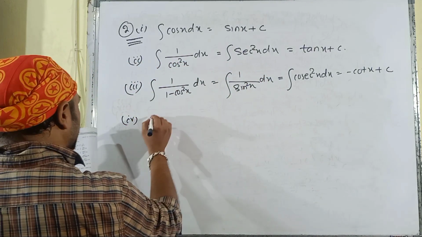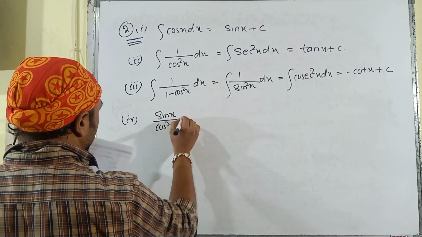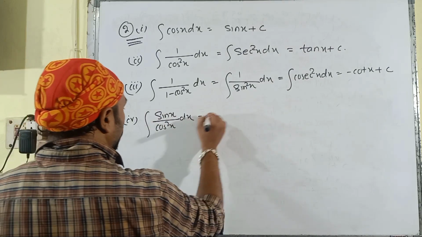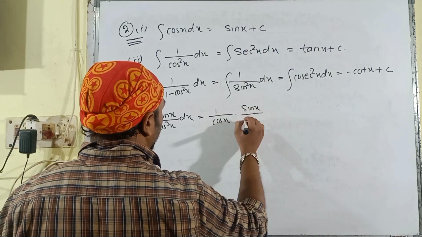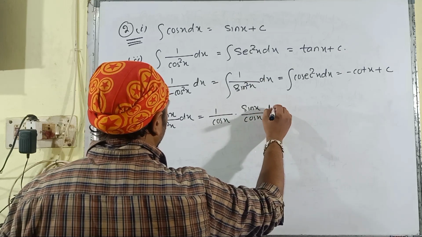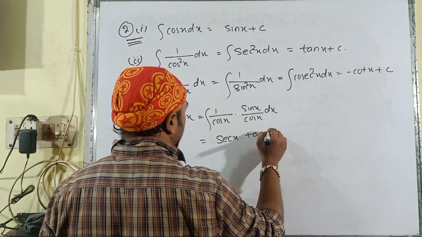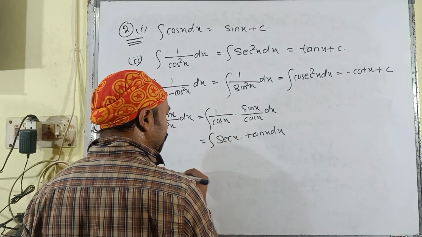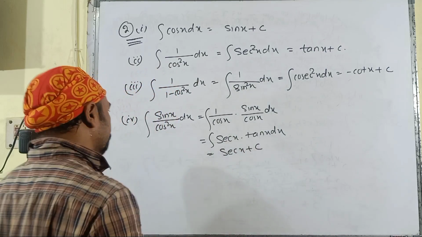Then the fourth bit is here, sin x divided by cos square x. So it will be 1 upon cos x multiplied with sin x upon cos x. It is sec x multiplied with tan x and its integral with respect to x, and this will be sec x plus any constant c.